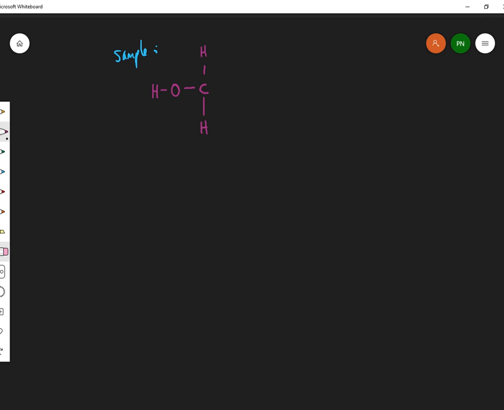Okay, nice and big. There's a sample of ethanol, and this is going to go in my machine. And this is going to be what I'm going to see on my recorder.